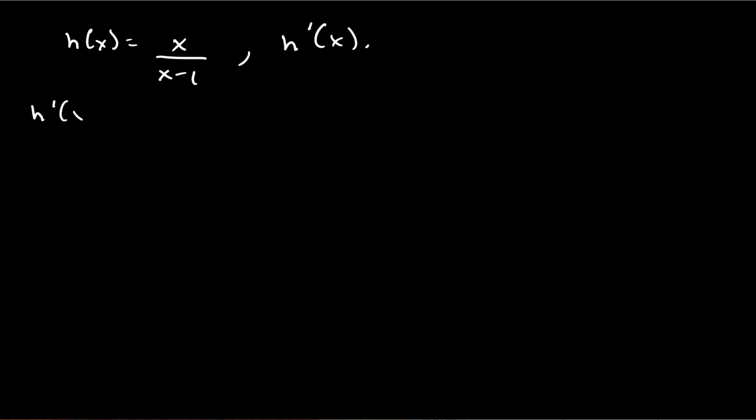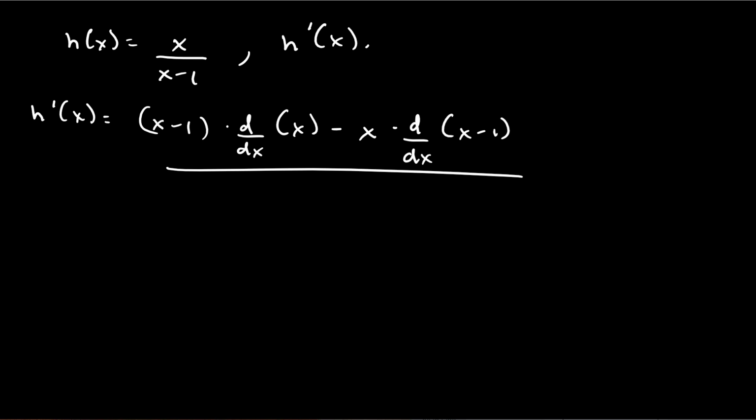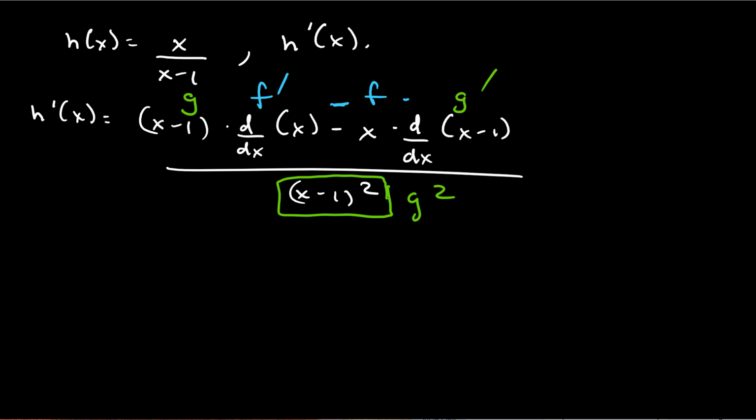So we begin. H primed of x is the bottom function multiplied by the derivative of the top function minus the top function, which is x, multiplied by the derivative of the bottom function all over the bottom function squared. This is our g multiplied by f prime minus f multiplied by g prime all over g squared.